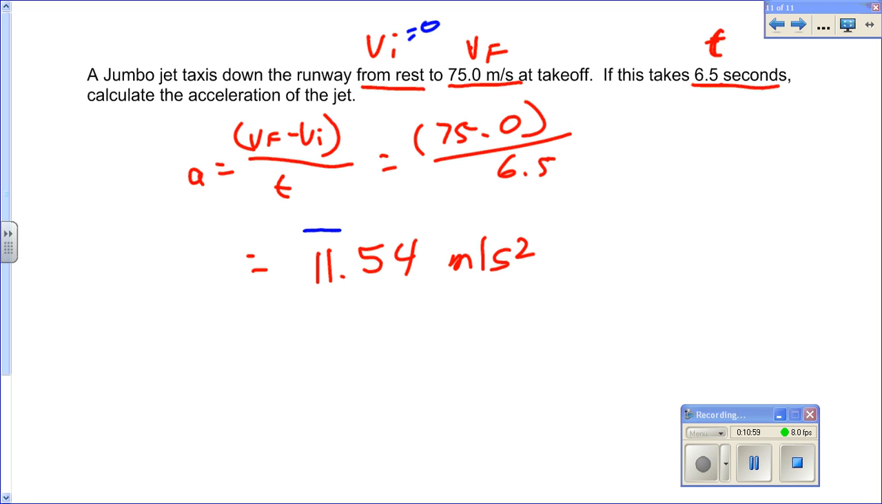So this is what a jet has to accelerate. This is a small jet, not, like I said, a jumbo. I got this information from somewhere. I don't remember where it was though.